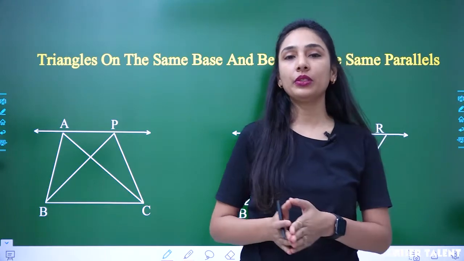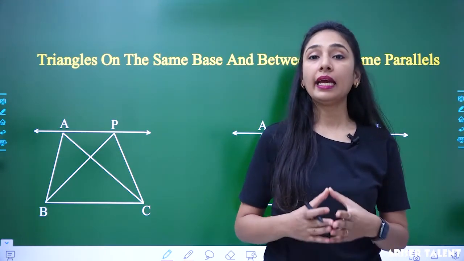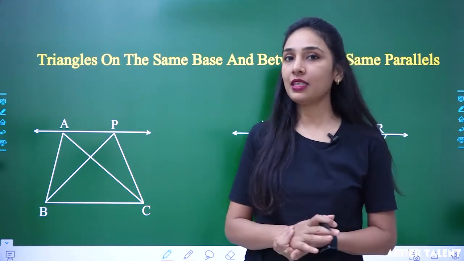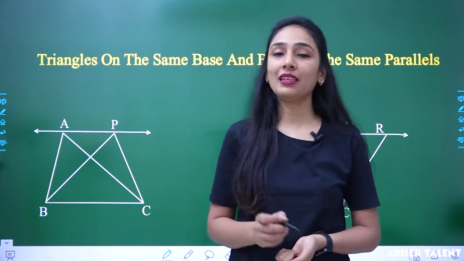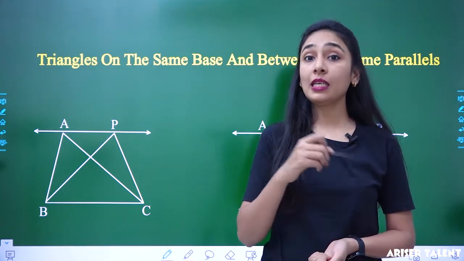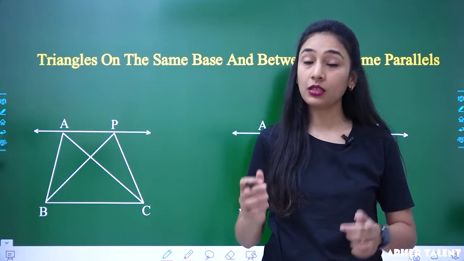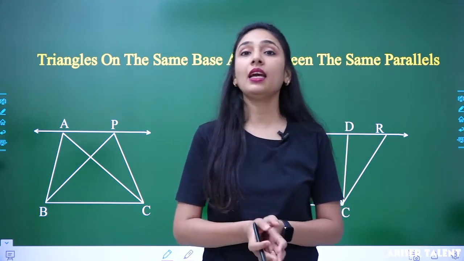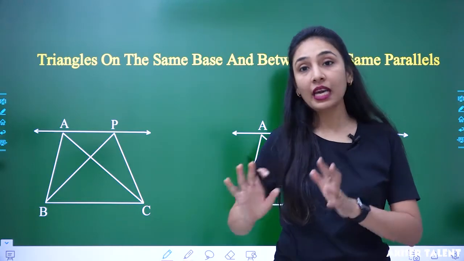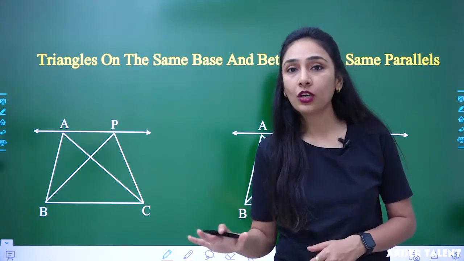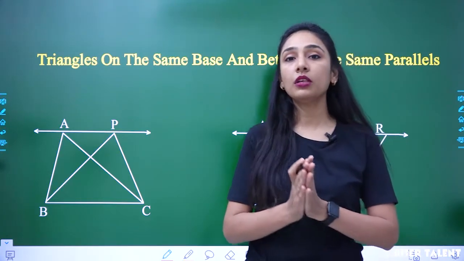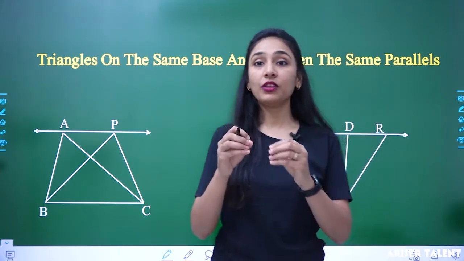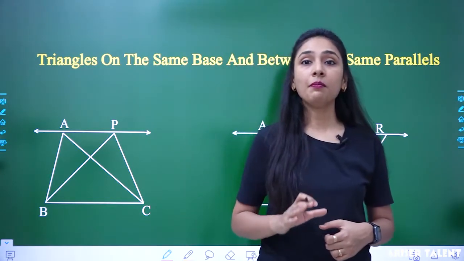Now we are going to continue our chapter, and I have left you with this portion in our previous session: if you have two parallel lines with the same base and different triangles between the same parallels, what will be the relationship between the areas of these triangles? We have talked about the triangle and the parallelogram. Now we are going to talk about the relation between the area of a triangle and another triangle made with the same base and between the same parallels.